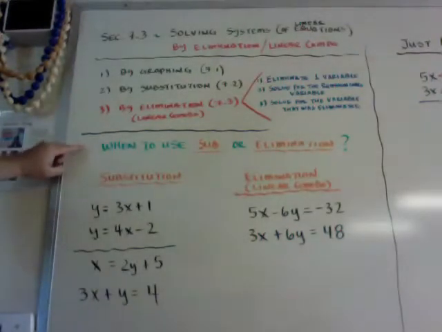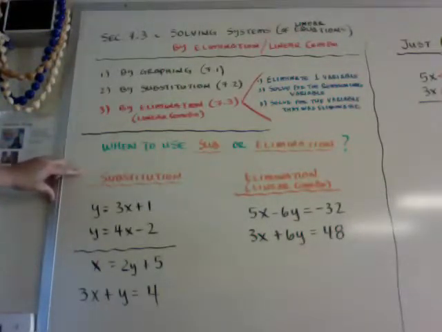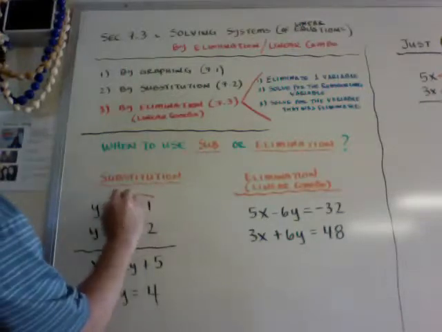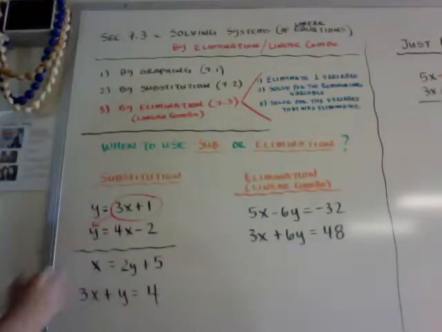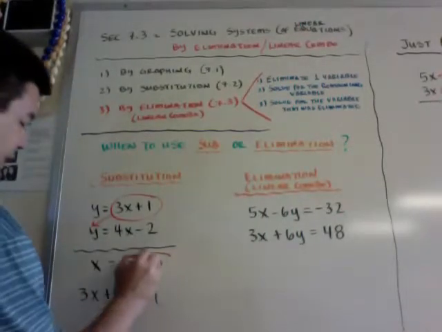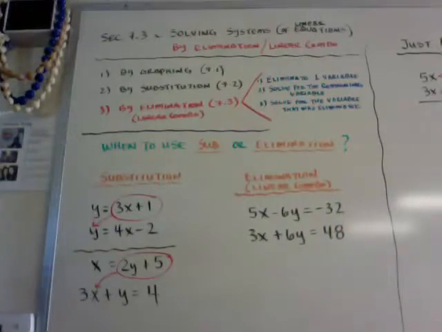Okay. The question is when to use substitution or elimination. Okay, for substitution, if they give it to you like this, where they give it to you in slope-intercept form, or they solved one of the variables, so it's y equals, that's pretty easy. You can substitute because you can just take this 3x plus 1 and put it into the y of this equation. Or in this case, if they give it to you as x is equal to 2y plus 5, you can just take this and substitute it into the other x.